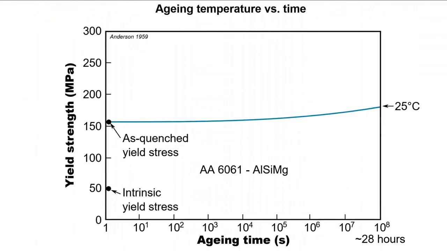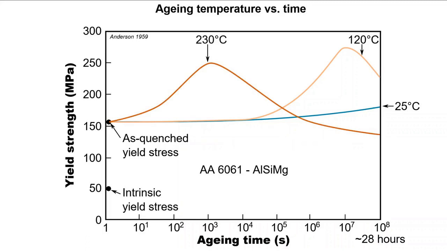Here is a natural aging curve for the wrought 6061 alloy, which employs the same Mg2Si precipitate for strengthening as the A356. Here, the strength only changes minutely, even for a long period of time. If we increase the temperature to 120 degrees, then there is a significant difference. This is why artificial aging is employed.